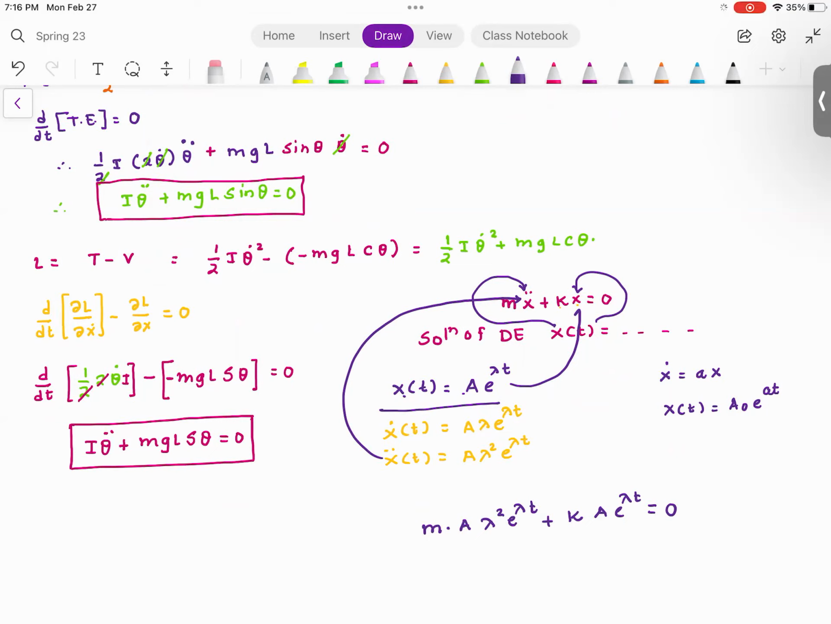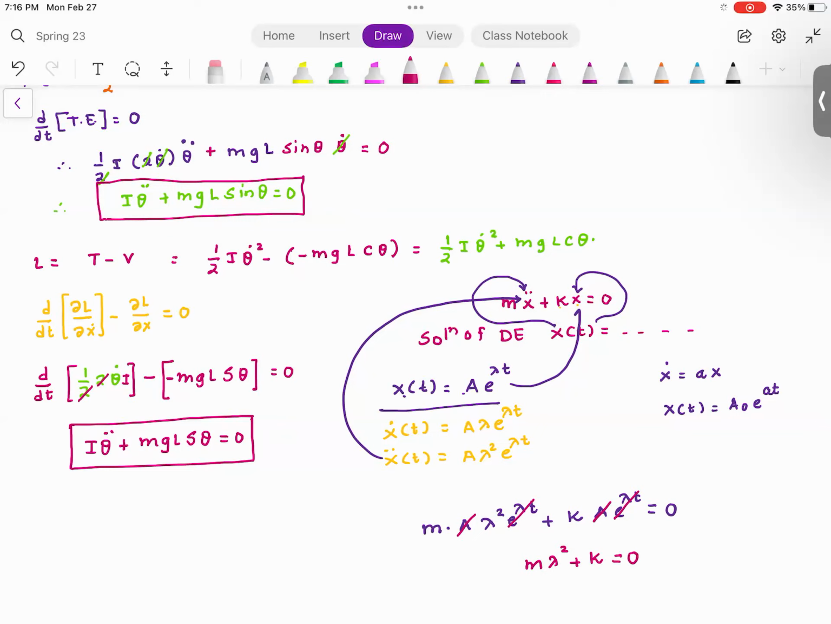Everyone understood this? So now what I'm going to do is, check this out. This is where the magic happens. A cancels out. Do you agree with me? e to the lambda t cancels out. Do you agree with me? And the only thing I'm left with is m lambda square plus k is equal to 0. Do you agree with me?